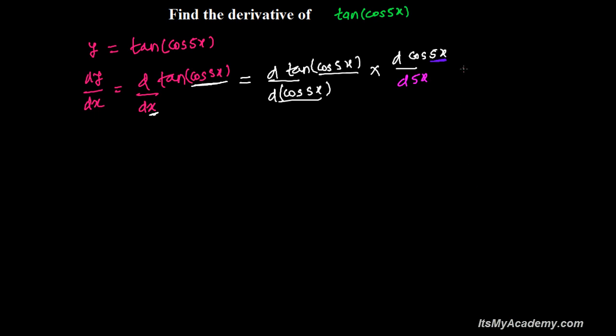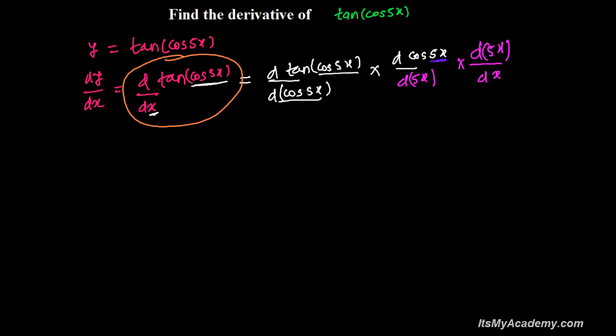Now again I have to multiply by d(5x) here, because I have divided, so I have to multiply it also. And now I can easily differentiate this with respect to x. If you look, I haven't changed anything. I have just divided and multiplied by the same quantity, and by doing so I'm not disturbing anything. Whatever I had initially, I have the same thing again.